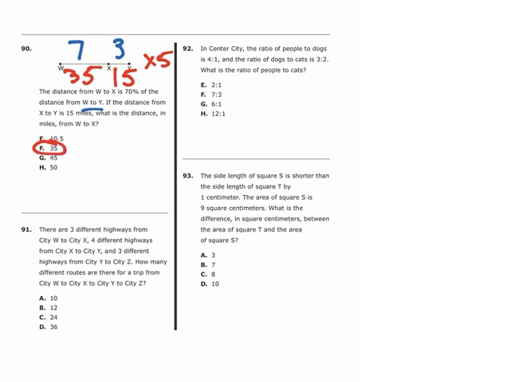Number 91, we're using the counting principle. There's 3 ways from W to X. From X to get to Y, there's 4 ways. So from W to X to Y, there's 3 times 4. And then 3 ways here. So we just multiply to get 36.